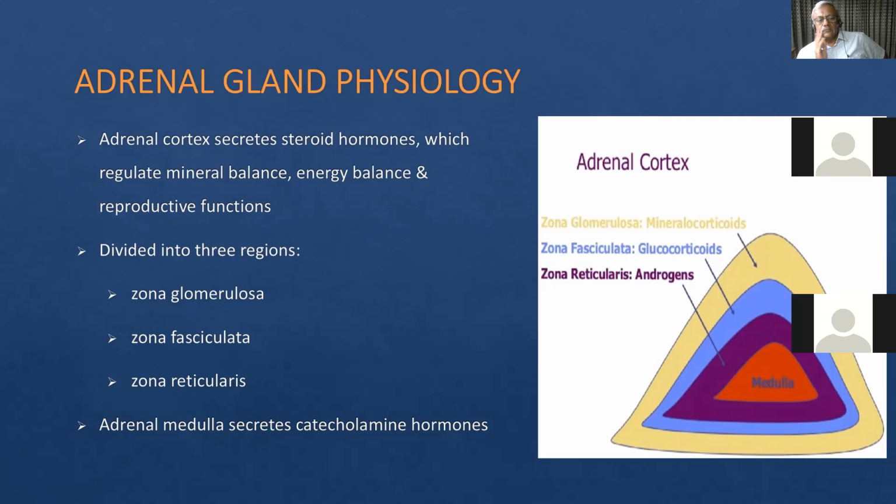As I discussed in the earlier slides, the adrenal cortex is divided into three regions: zona glomerulosa, zona fasciculata, and zona reticularis. The zona glomerulosa mainly secretes mineralocorticoids, where the principal hormone is aldosterone, whereas zona fasciculata secretes glucocorticoids like cortisol, and zona reticularis produces sex hormones. The adrenal medulla secretes catecholamine hormones like adrenaline, noradrenaline, and dopamine.